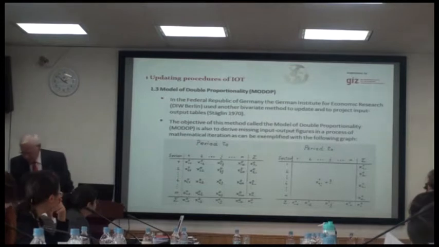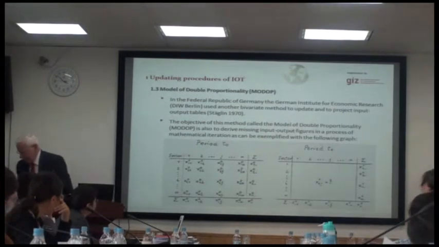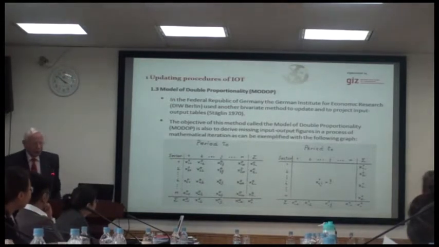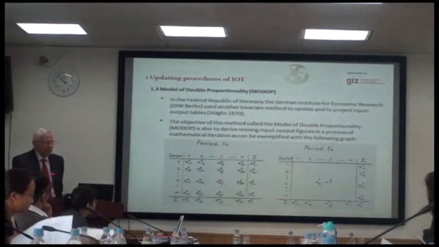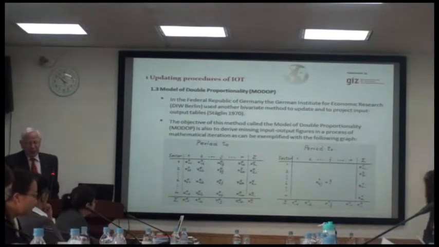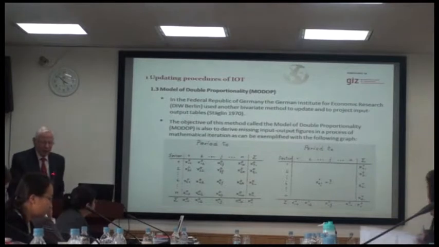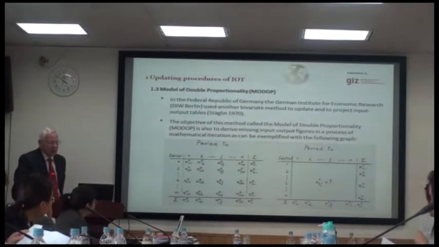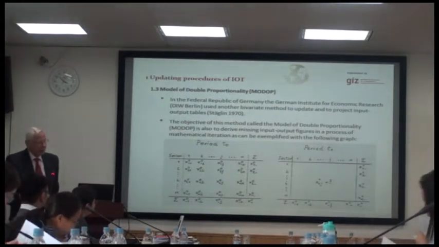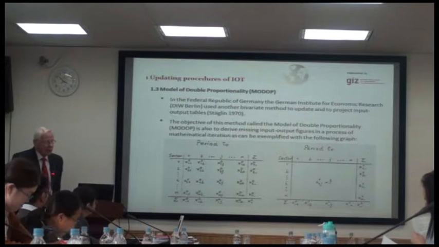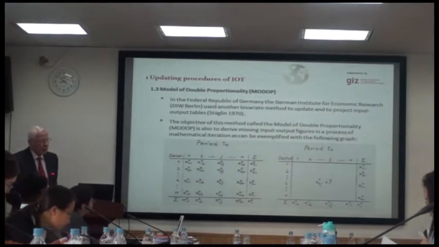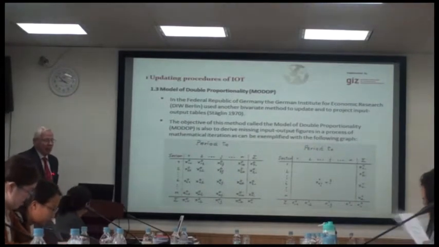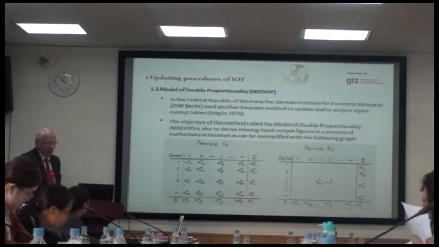Because we don't like to go into detail with these international, very well-known procedures, we developed at the DIW in Berlin our own procedure together with our Mathematical and Statistical Institute at the Free University of Berlin. You see here the DIW Berlin, the German Institute for Economic Research, used another bivariate method to update and to project input-output tables. I have written about this procedure already, in a publication in the year 1970.